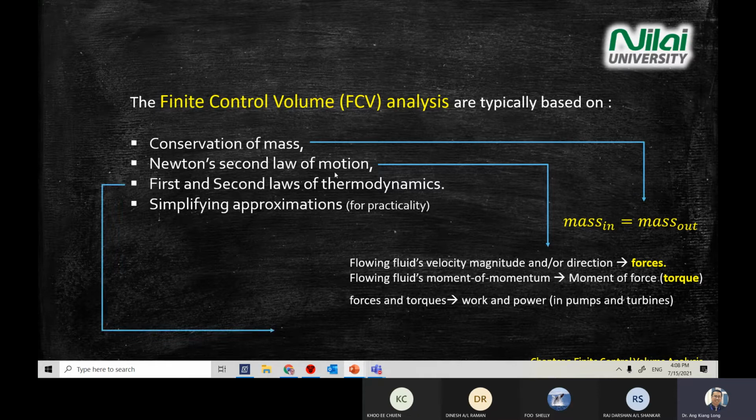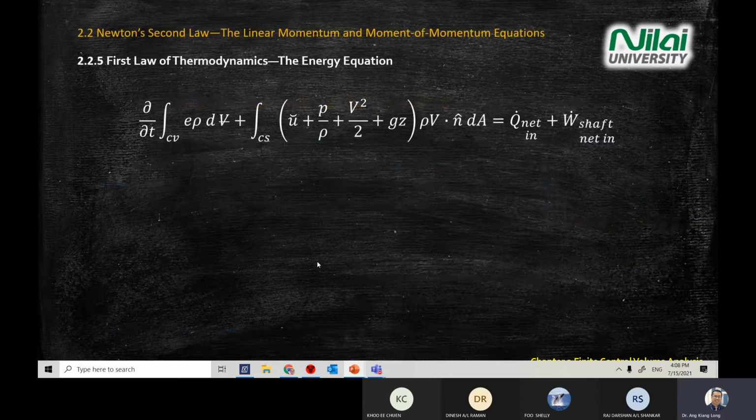Then today we're going to look at thermodynamics. We're going to look at the energy equation, the first and second law of thermodynamics. This is today's focus. So today we're going to look at the energy dimension, and at the loss of equation.